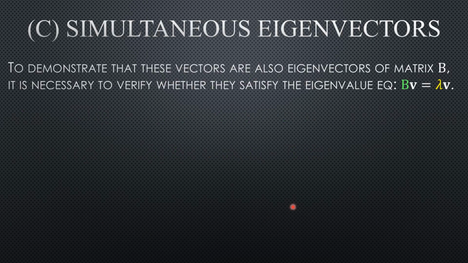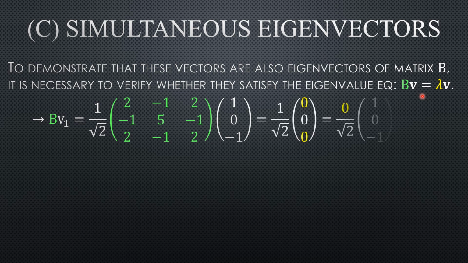Simultaneous eigenvectors. Well, we know that to be an eigenvector for one matrix, it had to satisfy an equation. Same thing for B. So to demonstrate that these vectors are also eigenvectors of matrix B, it is necessary to verify whether they satisfy the eigenvalue equation. So go ahead and sub that through. We see that matrix B multiplied with the vector 1 from our A vectors with the normalization out front leads to a zero column vector.